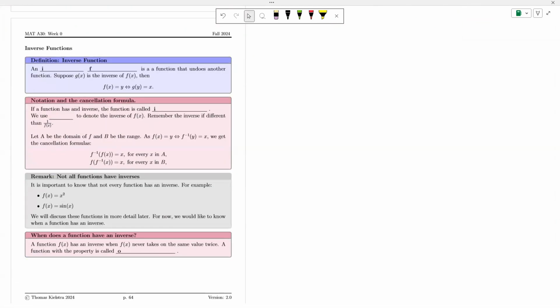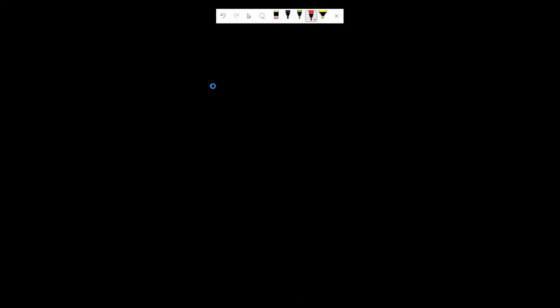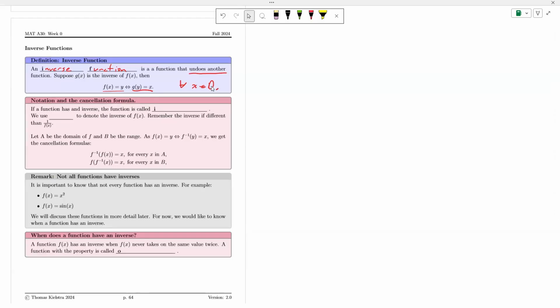Now, we had mentioned that the ln function was the inverse function of the exponentials. So let's just talk about inverse functions in general. Okay? An inverse function is a function that undoes another function. Suppose g is the inverse function of f of x. Then f of x equals y if and only if g of y equals x for all x in the domain.